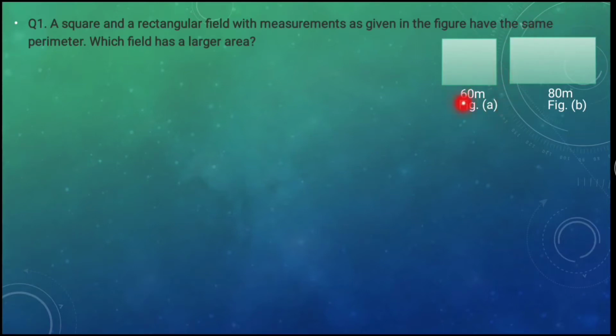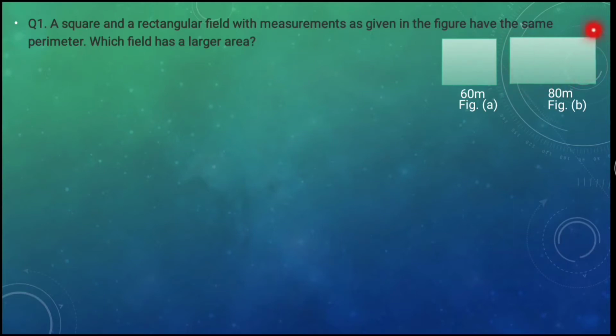And the side of this square field is 60 meter. And one side of the rectangular field is given, which is 80 meter. We can say that the length of this rectangular figure is given, which is 80 meter, but its breadth is not given. We have to find which of these two fields has larger area. We can find the area of the square field very easily, as we know that the side of this square field is 60 meter, and all the sides of a square are equal, so we can find its area and perimeter very easily.